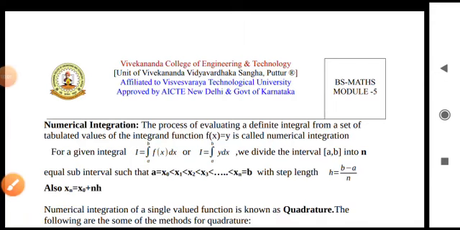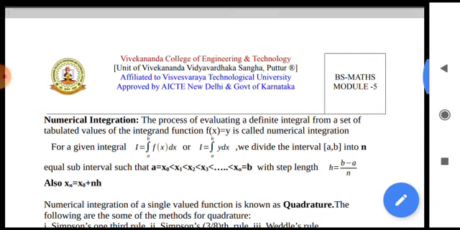Hello students, in this video we learn about numerical integration. Numerical integration means the process of evaluating a definite integral from a set of tabulated values of the integrand function f(x) = y.